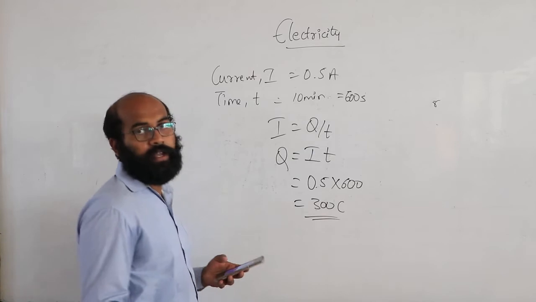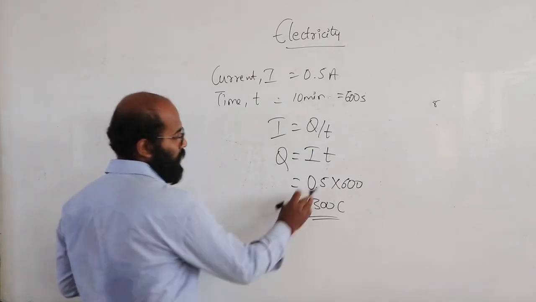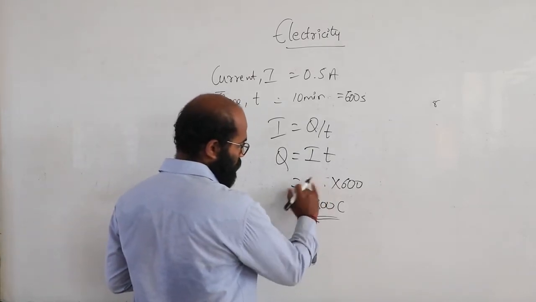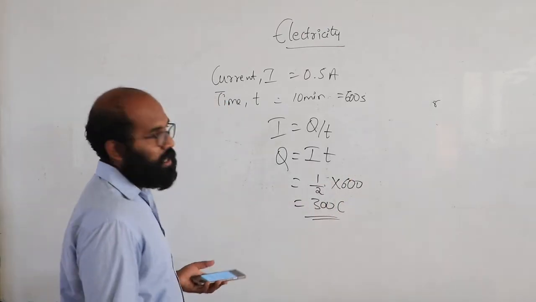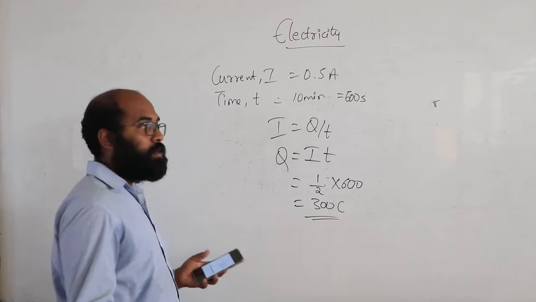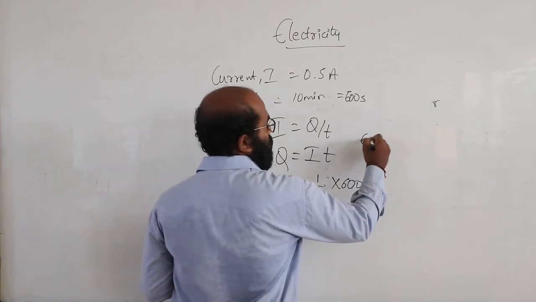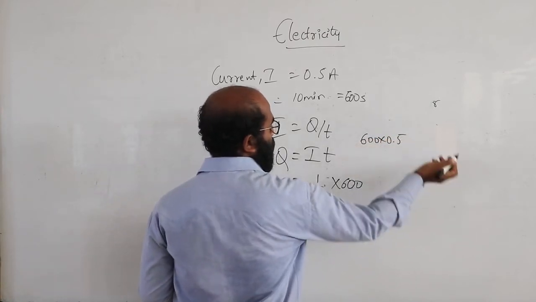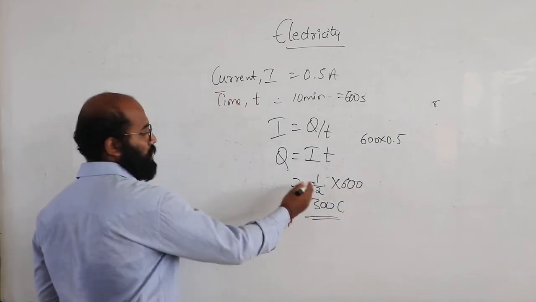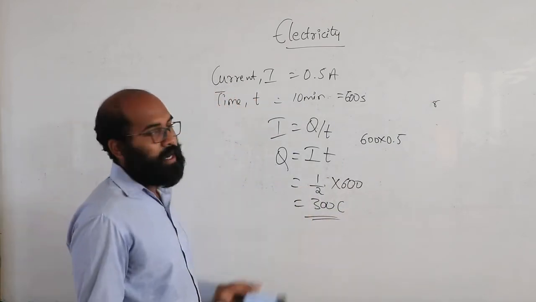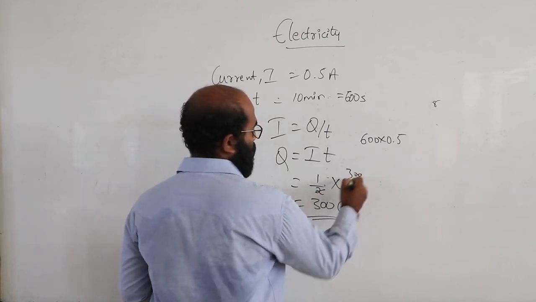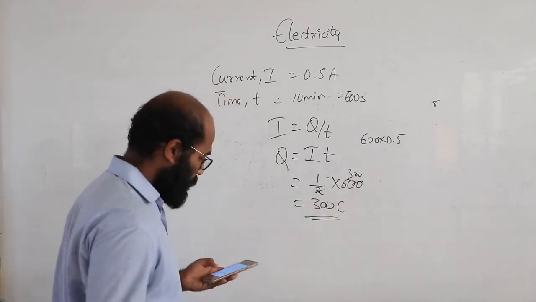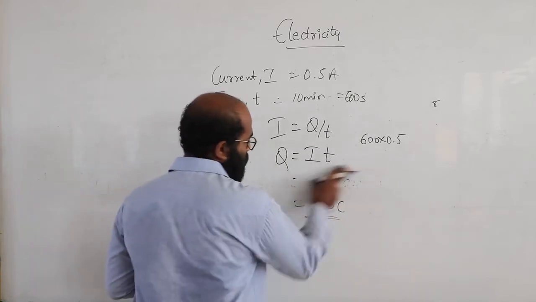For simplification you can write 0.5 as 1 by 2 because the calculation will become easy. Instead of doing the long division like 600 into 0.5, you can directly write it as 1 by 2, so 600 by 2 is 300. So it will be 300 coulomb. Whichever is convenient.